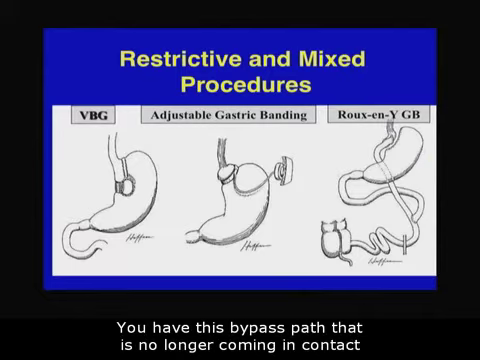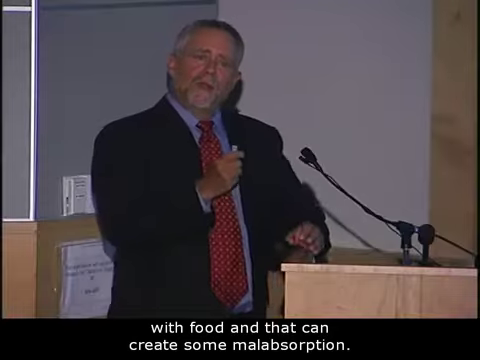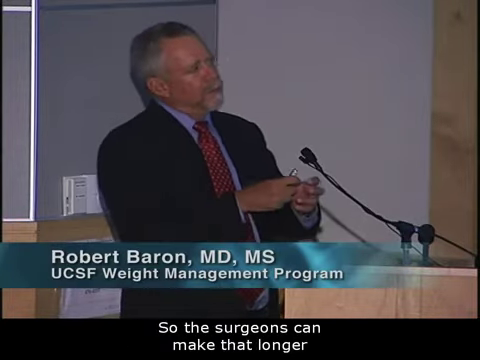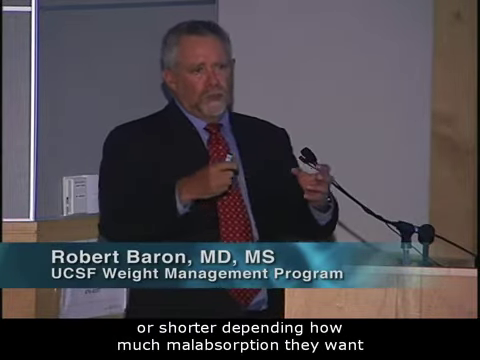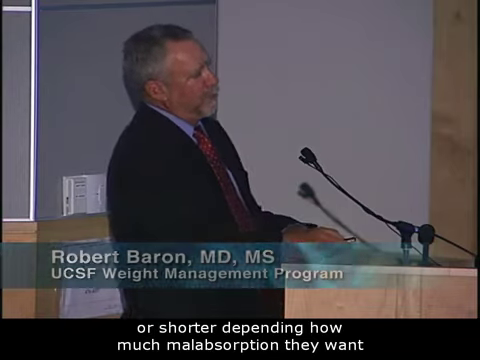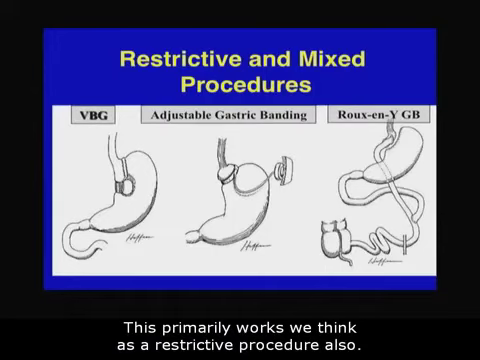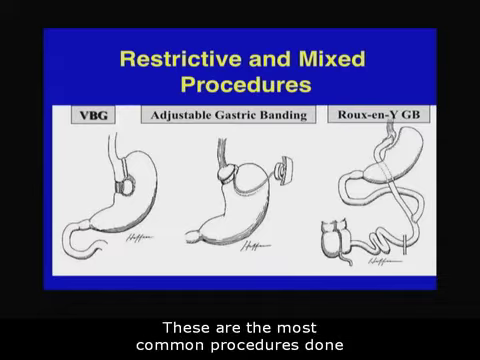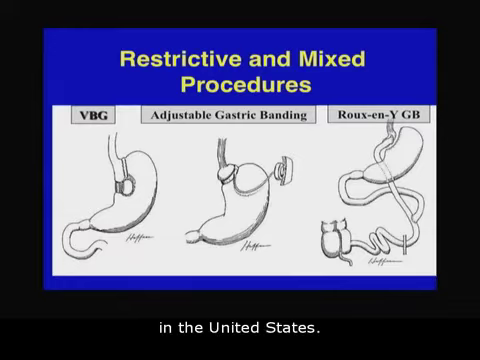So you have this bypass path that's no longer coming in contact with food, and that can create some malabsorption. And so the surgeons can make that longer or shorter, depending on how much malabsorption they want to create. But this primarily works, we think, as a restrictive procedure also. But these are the most common procedures done in the United States.